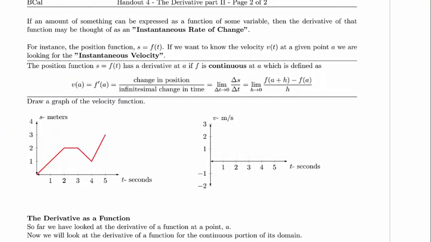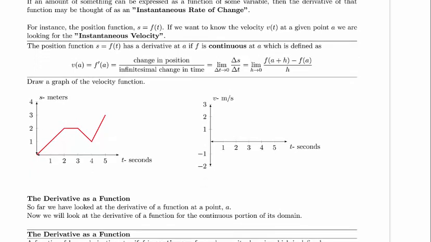Alright, so let's go ahead and look at this. If an amount of something can be expressed as a function of some variable, then the derivative of that function may be thought of as an instant rate of change. It might seem like a bit of a misnomer, since rate of change is a measure of how things are changing. An instant implies no time went by, but the instant that's going by is just that, an instant. It's so small of a point in time. We just go ahead and say it's the instantaneous rate of change.